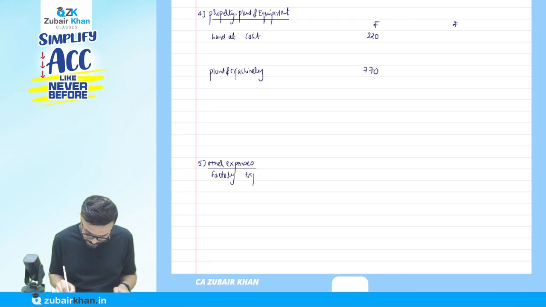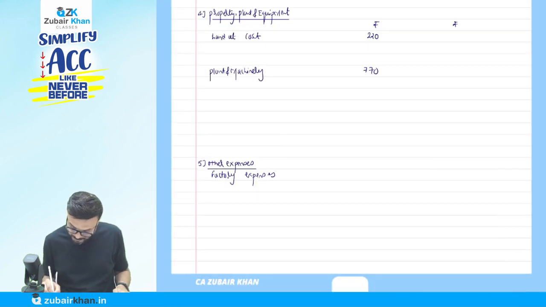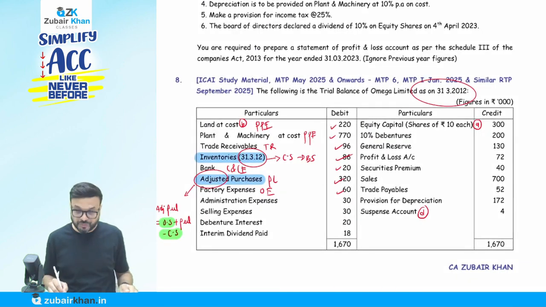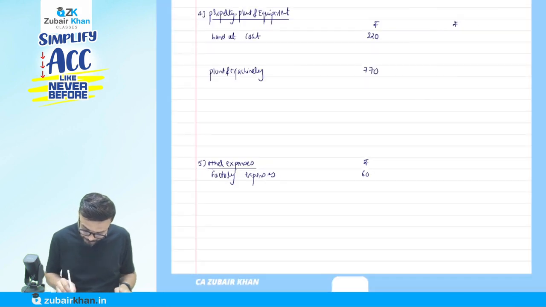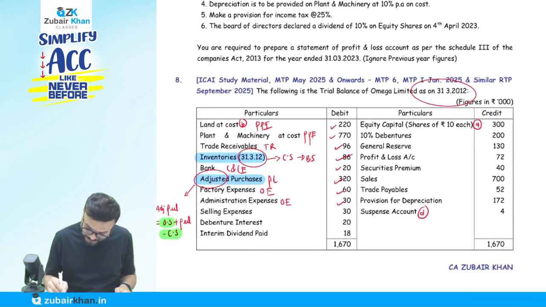Factory expenses. How much is the factory expenses? 60. So write down this 60. Then we have administrative expenses. There is no separate heading for it, so it will come in other expenses 30. So administrative expenses 30.